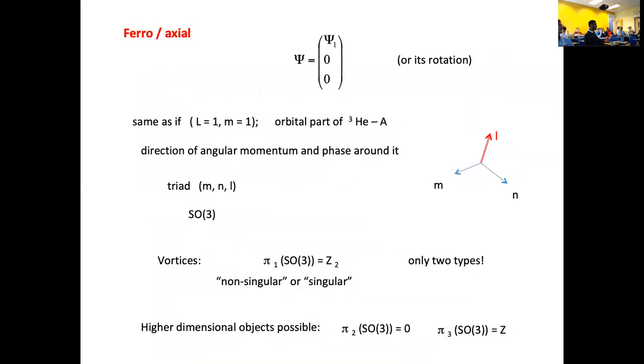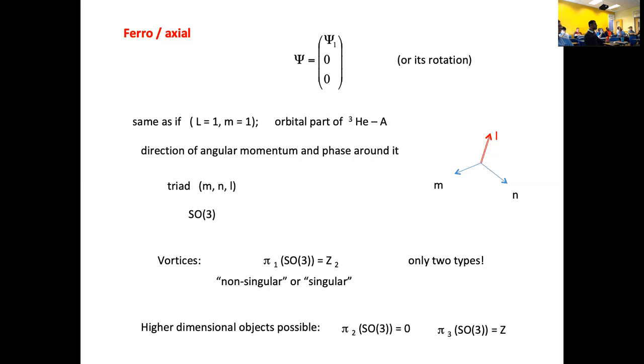Now let me start with the ferromagnetic state first. The order parameter is like this for its rotation. The easiest way to think about it is to start from the helium-3 A literature. This is m equal to 1. So that rotational property is the same as something that is in space but not in spin space that has l equal to 1 and projection equal to 1. In other words, it's like the spherical harmonic Y11. For example, this state is like px plus i py. Then the angular momentum is along c, and you rotate that thing. So you can think of this as a triad that you obtain by rotation of the original coordinate axes, x, y, c.